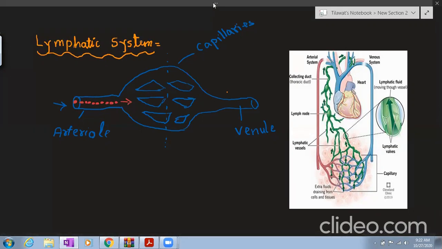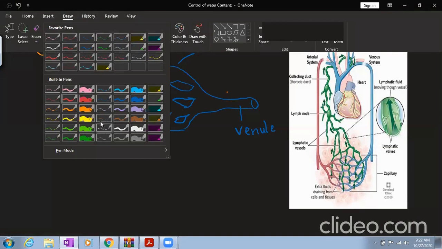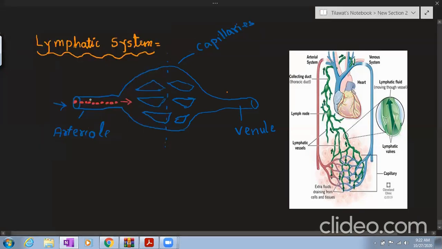Now, we know that blood contains two parts. One is the cellular part that contains red blood cells, white blood cells and platelets. While the liquid part is called plasma, which I'm going to show you in white color. So this part of blood is called plasma. Plasma is the liquid part of blood, right?